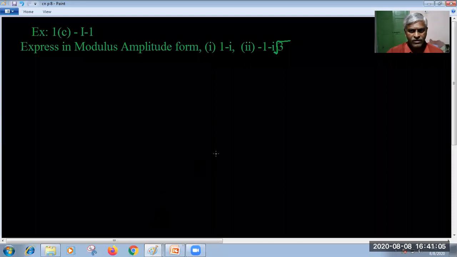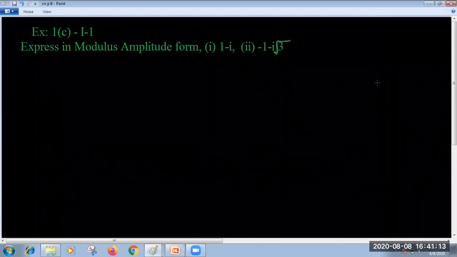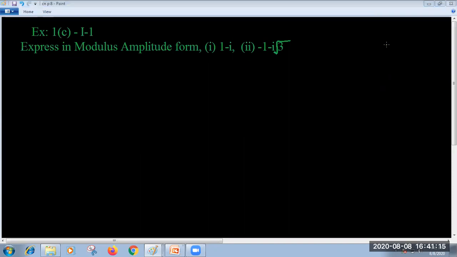Now look at this. This is a problem from your exercise, which is in the textbook, exercise 1C, the first one in Roman 1. Express in modulus amplitude form.